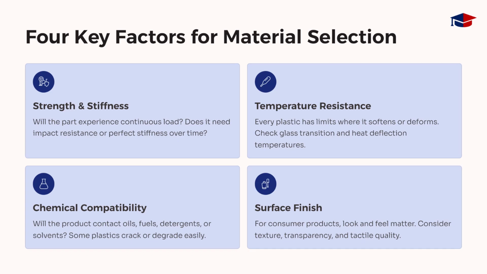Whenever you pick a plastic material, start by evaluating four key factors: strength, temperature resistance, chemical compatibility, and the kind of surface finish or aesthetics you expect from the final part.